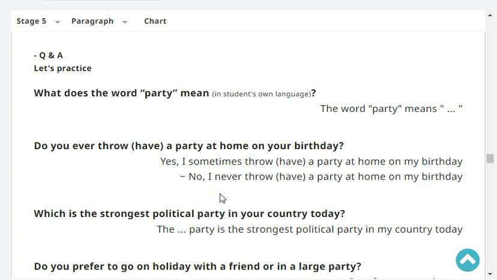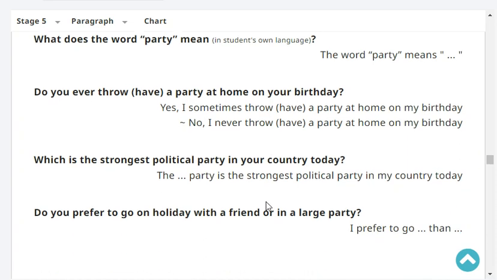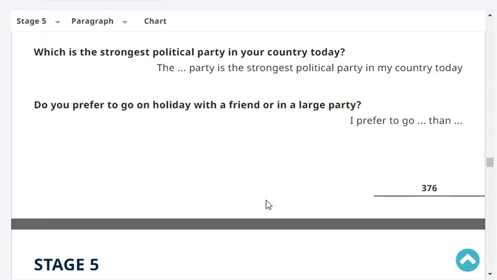Yes or no? Yes, I sometimes throw a party at home on my birthday. Which is the strongest political party in your country today? The Jimin Party is the strongest political party in my country today. Very good. Do you prefer to go on holiday with a friend or in a large party?